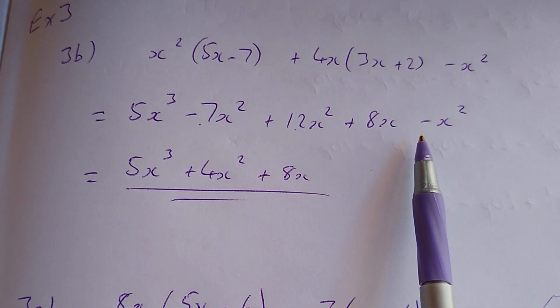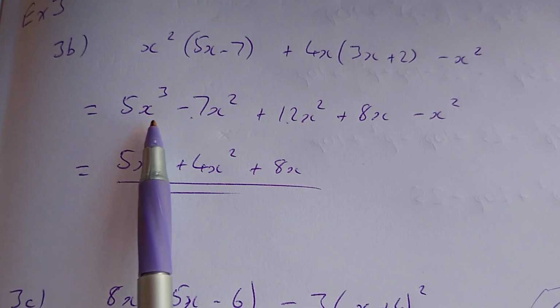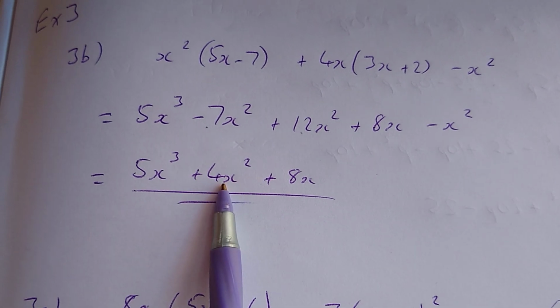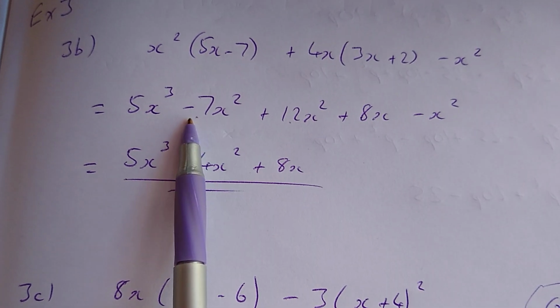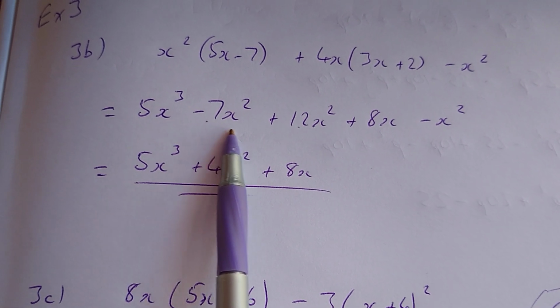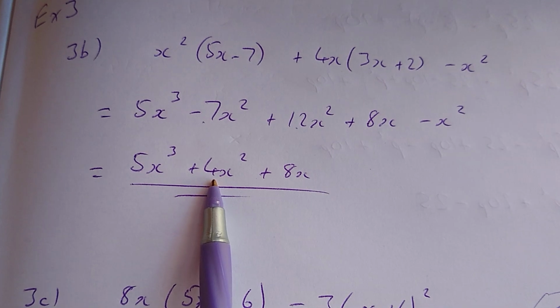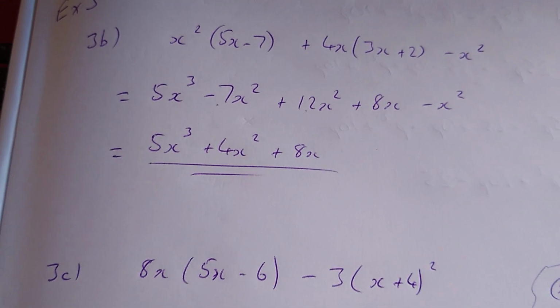Okay, so now we need to tidy up and be careful when tidying up. Any x cubed terms, there's only one x cubed term, so 5x cubed. Any x squared terms, so I have 12x squared minus 7x squared, which will be 5x squared, minus x squared, which will be plus 4x squared, and then plus 8x.